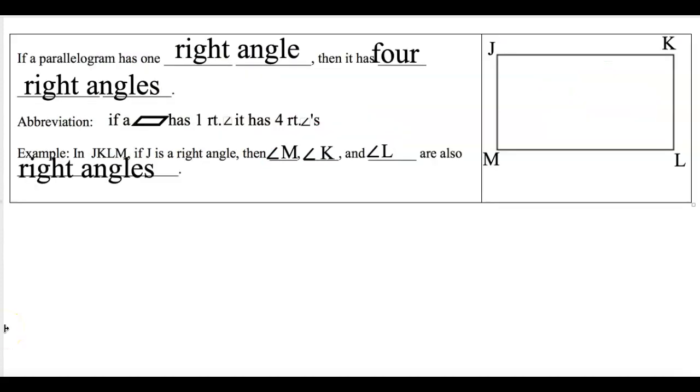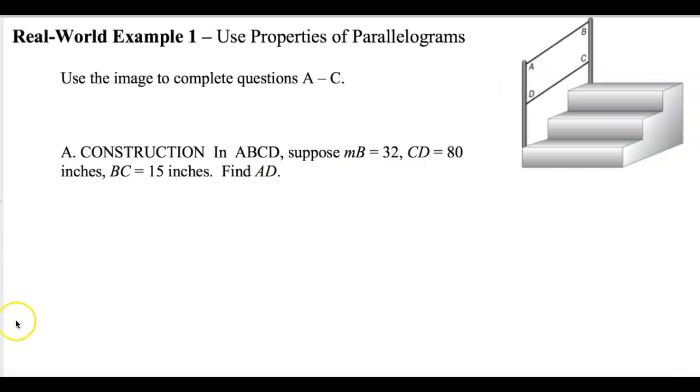Alright, in the next one, if we have a rectangle, which is a little bit more specialized form of a parallelogram, these angles are all equal to 90 degrees. All of the other properties still apply, so this side will be congruent to this side, and this side will be congruent to that side. Alright, so we'll do a few examples here.